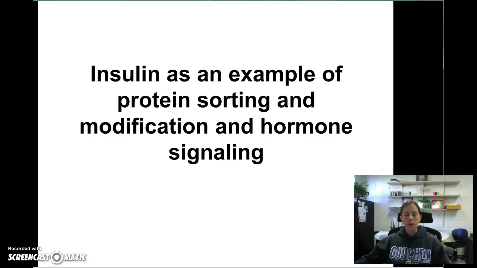pull some material together that we've been discussing over the course of the semester and how it relates to insulin signaling. So primarily, I want you to think about insulin in the process of making a protein and modifying that protein and how to secrete that protein. But we're also going to think about hormone signaling and the signals that allow the pancreatic beta cells to secrete insulin. So a couple of times in this video, I'll recommend that you pause the video to give yourself some time to answer some questions.